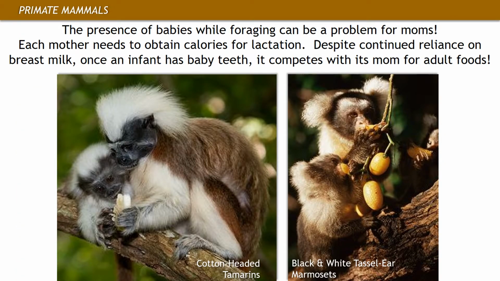The presence of babies while foraging can be a problem for moms. Each mother needs to obtain calories for lactation, milk production. Despite continued reliance on breast milk, once an infant has baby teeth, it starts competing with its mom for adult foods. That's not fair, but in both of these pictures I've shown you here, these are some New World monkeys, tamarins and marmosets. You can see baby's eating what mom's eating. And so not only is mom finding food for herself, she's also starting to prepare that infant to wean.